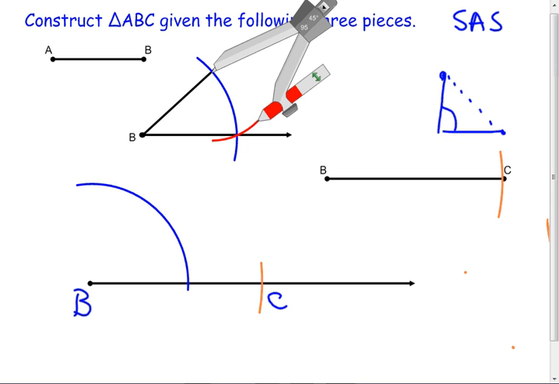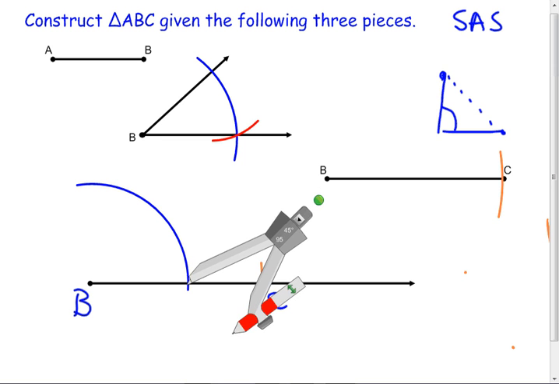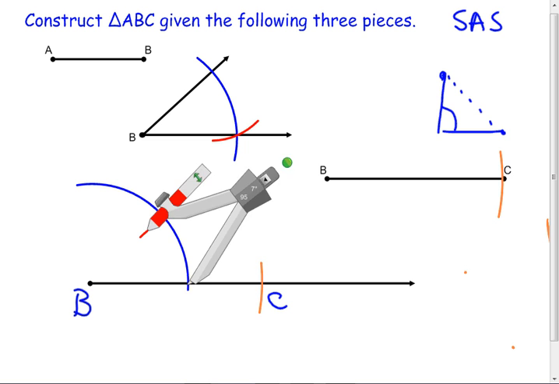Because where's the point? I have this point right here, and I've used B. C I haven't quite used yet, but I haven't used that point. So I'm going to use that one and put my compass point there, and then I'm going to flip it. Now, this is going to give me the angle.